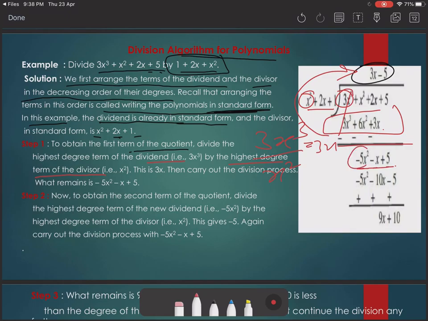Again we divide minus 5x square by x square. This time what we get? Minus 5. We write this minus 5 to our quotient, and we multiply 5 to x square, our divisor. We get minus 5x square minus 10x minus 5. When we subtract, we get 9x plus 10. We get 9x plus 10 as a remainder.